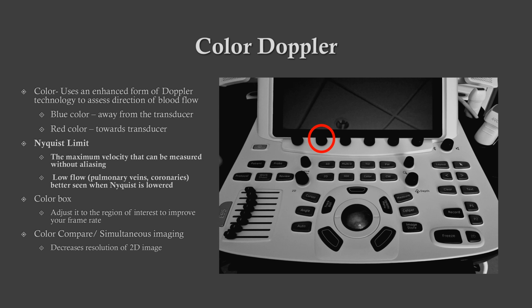And an example of high flow is flow through the pulmonary valve, flow through the aortic valve, flow through the descending aorta, and much more. We adjust the Nyquist limit by manipulating the scale knob, which is displayed circled in red.